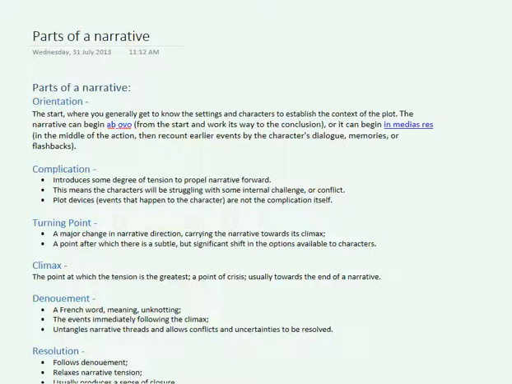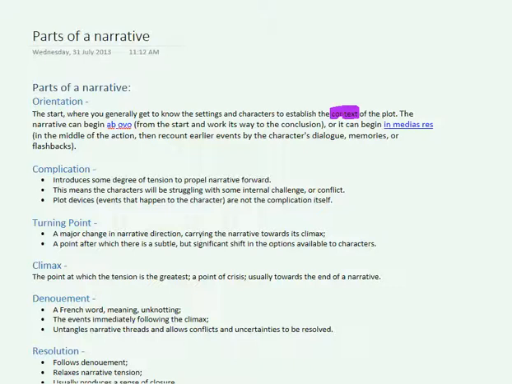Now, the first part of a narrative, quite literally, is the orientation. As the word suggests, this is the start, where you generally get to know the settings and characters to establish the context of the plot. Context is where and when it is and what's going on before it all starts and so forth.